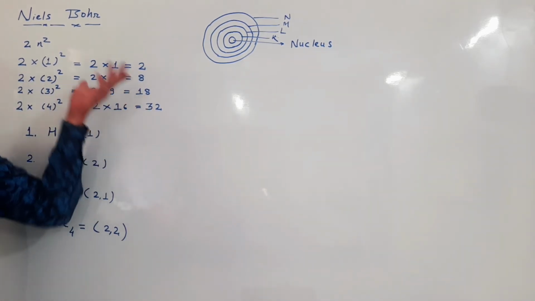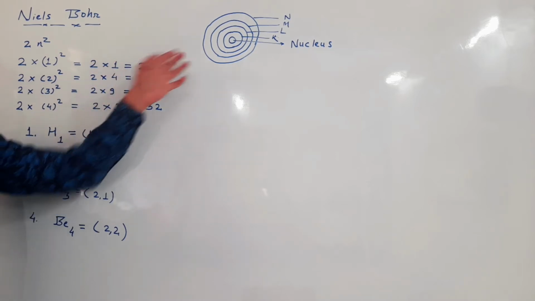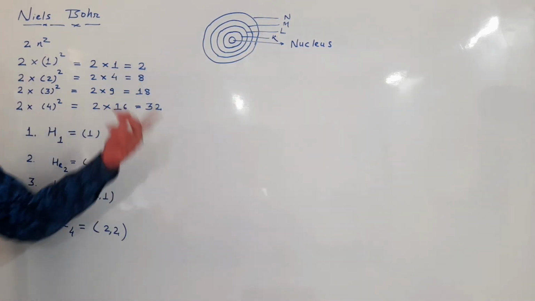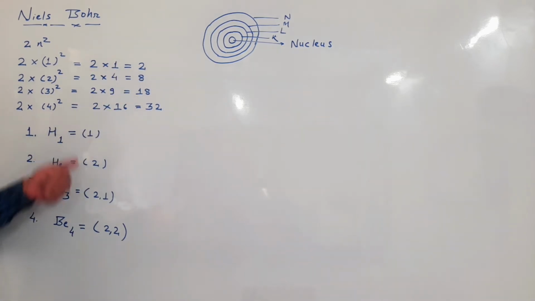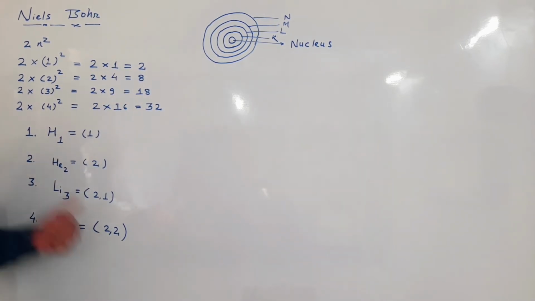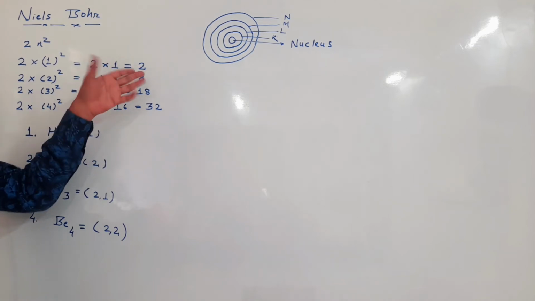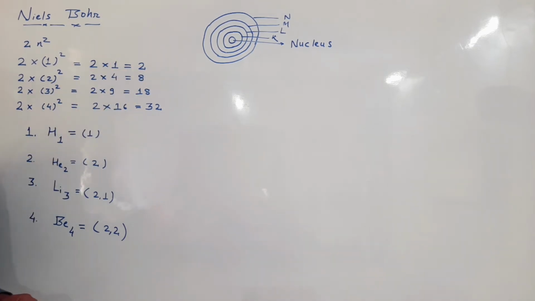From this we can say that the capacity of first orbit, that is orbit K or shell K, is 2, and we have written 2 in first orbit. The second orbit capacity is 8. So we can put 8 electrons in the next second shell.